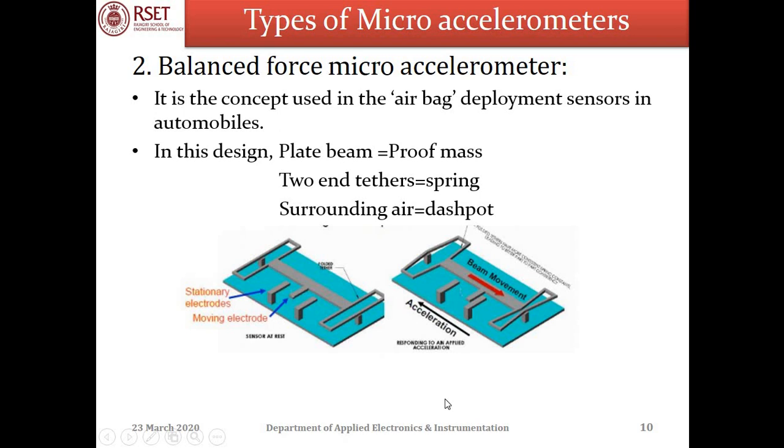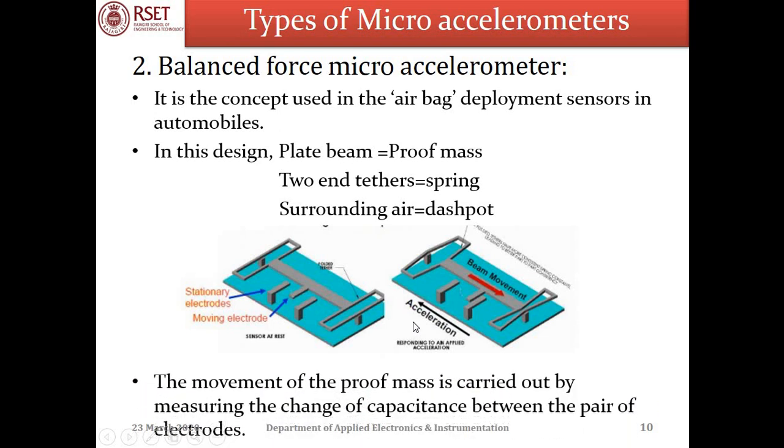Now in this picture, you see that there is a movement of the beam. So as the beam moves, here you have the fixed electrodes as well as the moving electrode. The fixed electrodes remain fixed, but at the same time, the moving electrode comes closer to one of the fixed or the stationary electrodes. Now, the movement of the proof mass is measured by sensing the change in capacitance between the pair of electrodes. So here, the change in capacitance is taken for the measurement.